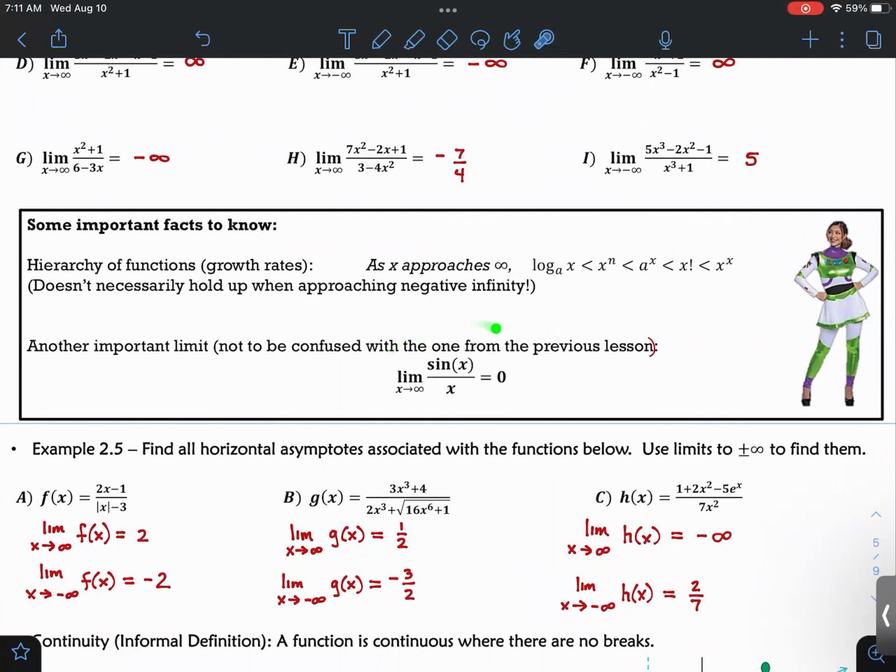I've got another limit for you that for now, it's probably in your best interest to memorize, although intuitively, this one's easy to figure out. Sine functions oscillate between -1 and 1. So this numerator doesn't really grow at all. Whereas when x increases, the denominator is going to get bigger, bigger, bigger, bigger. So this ratio is going to approach 0. This is not exactly the same limit we saw in the previous lesson, but it is similar.